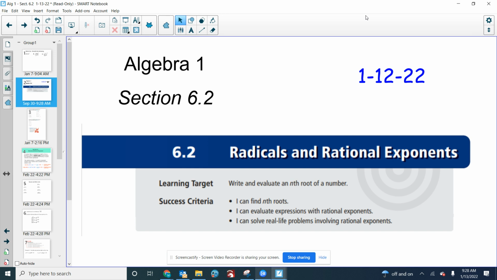When is your test over this? Tests or quiz next week. Is it like on Monday? We don't have school on Monday.